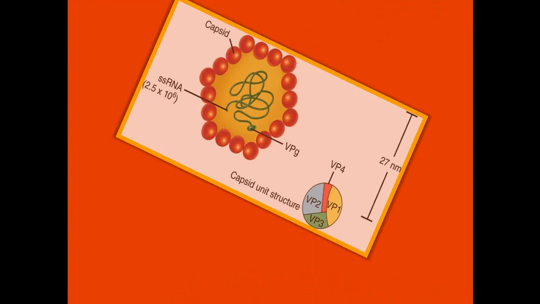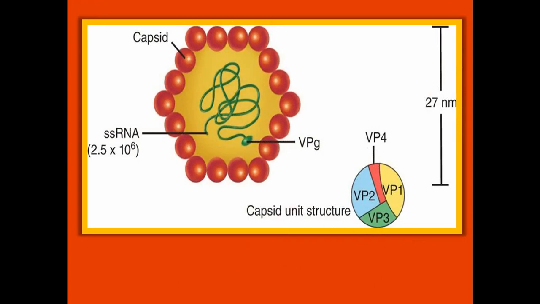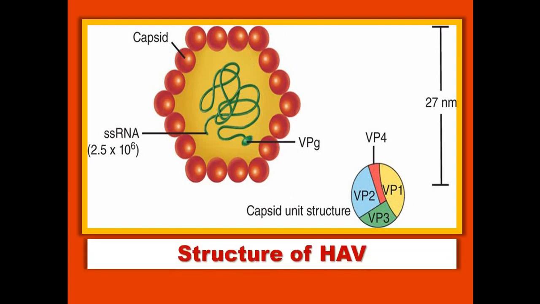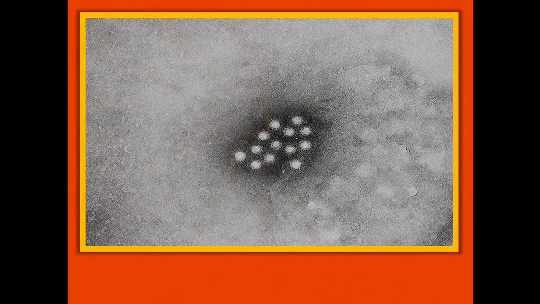And this is the picture of the internal structure of the virus. So this is a hexagonal shape. These are the capsid, and this is the single-stranded RNA, the VPg, and each capsid is composed of 4 viral polypeptides, and the size or diameter of this virus is about 27 to 28 nanometers. And this is how the hepatitis A virus appears under electron microscope.